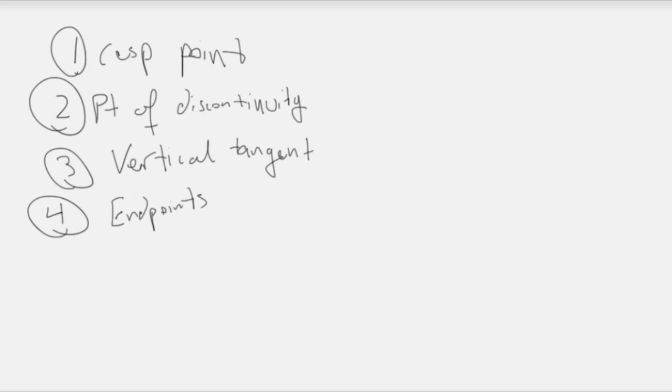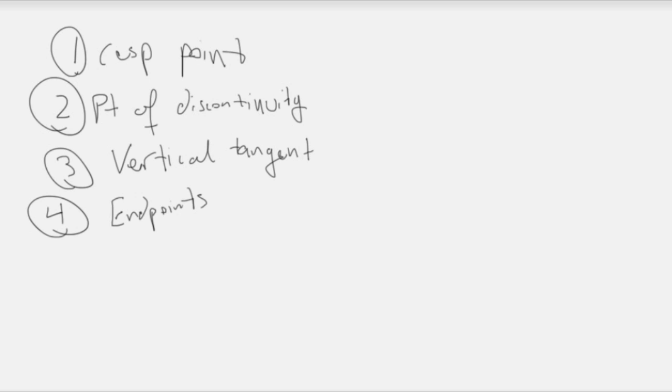So first, we've got a cusp point. I'm going to tell you what that means later. Second, we have any point of discontinuity. Third, you've got a vertical tangent. If the tangent to that graph is vertical, then that means that the function's undefined there and you can't take the derivative. And fourth is an endpoint of a function. And I'm going to go over all of these right now.